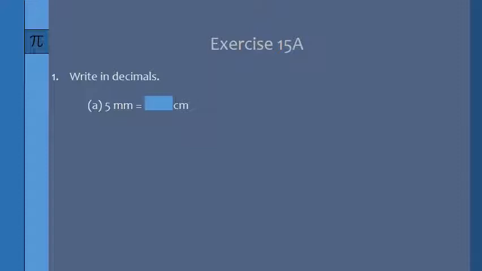Okay, now children, we know that 10 millimeter is equal to 1 centimeter. So 1 millimeter is equal to how many centimeter? 1 divided by 10, or 1 upon 10 centimeter. Therefore, 5 millimeter is equal to 5 multiplied by 1 upon 10 centimeter, which is equal to 5 upon 10 centimeter.